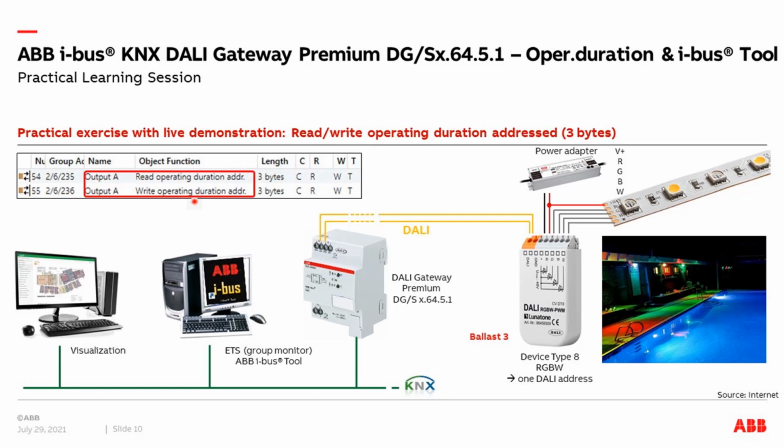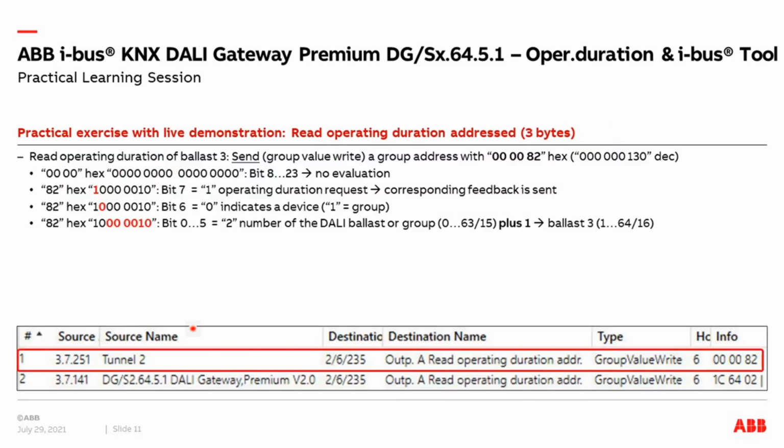In this case, maybe you need a visualization or another tool, for example, to create this special 3 byte group telegram. Of course, it is quite easier to use the ABB IBUS tool, or you send this telegram via the ETS, which I show you also in the next step. Good, then we come to this 3 byte object, this so-called address.